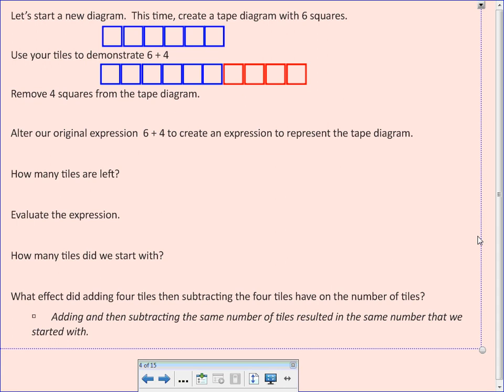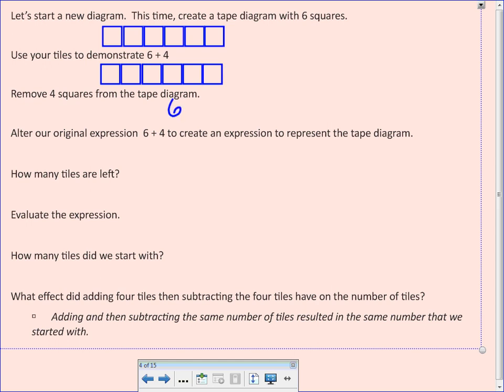All right, this time I'm going to start with 6 squares. So I have 6 blue squares there. Now, I added 4 more. So do you see the 6 plus 4? 6 blue plus the 4 red. So far, so good? Now it wants me to remove 4.